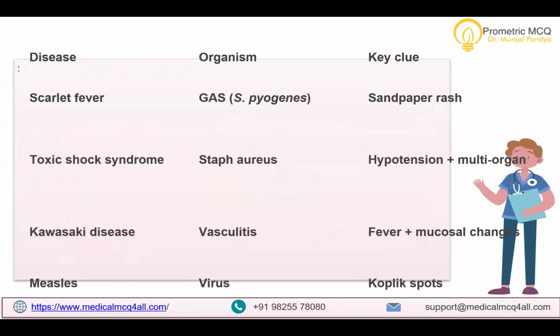Now, scarlet fever is caused by group A streptococcus, causing sandpaper rash. Toxic shock syndrome is caused by Staph aureus, and it has hypotension plus multiple organ failure. That is, the patient is going to go into sepsis. Kawasaki's disease is a type of vasculitis, which has fever as well as mucosal changes. And measles will have a virus plus Koplik spots. Where are Koplik spots seen? On the skin, eyes, mouth, or nose? On the buccal mucosa, inside the mouth. Very good. So Koplik spots are seen in the mouth.